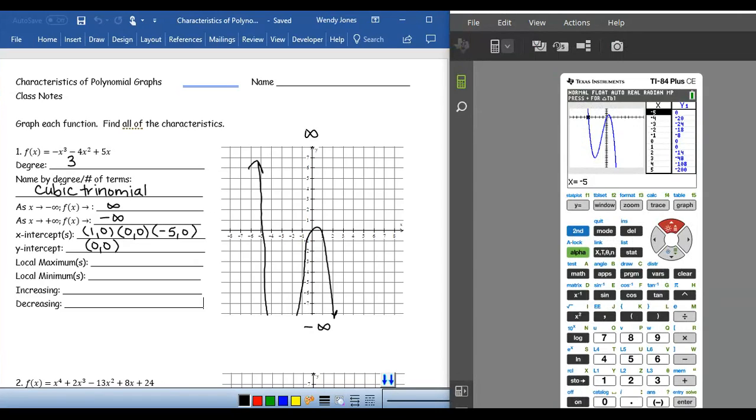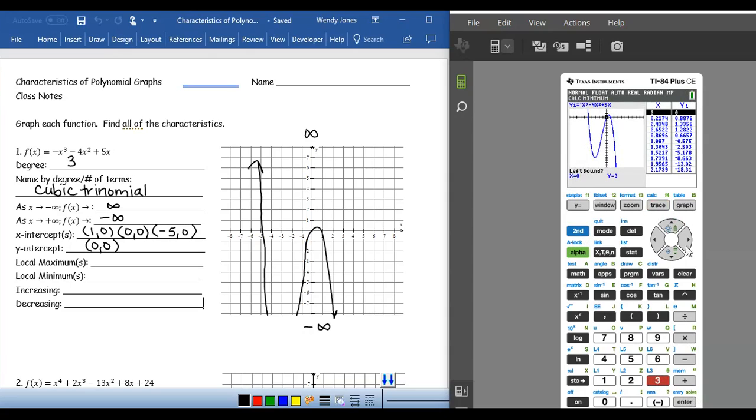Local maximums and minimums. This graph only has one local minimum and one local maximum. We will use our graphing calculator to find each of these. I'm going to start with the minimum. I'll use second trace and I'll choose number 3.